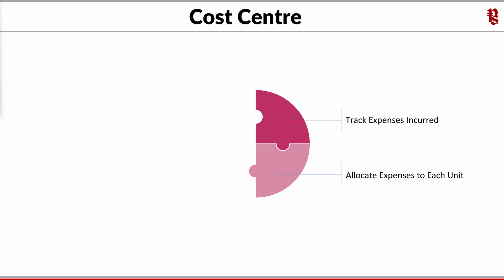So the organization wants to measure the cost incurred against the output or contribution of these departments, which are the cost centers. In simple words, a cost center is a unit or department where you allocate all expenses related to that particular unit or cost center.